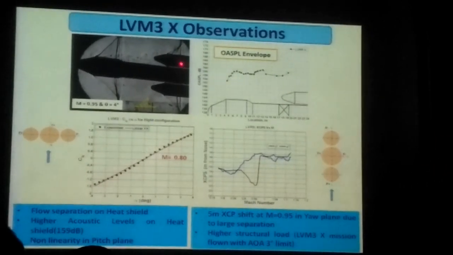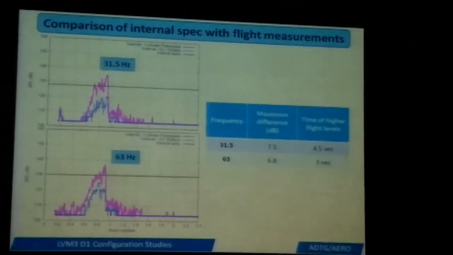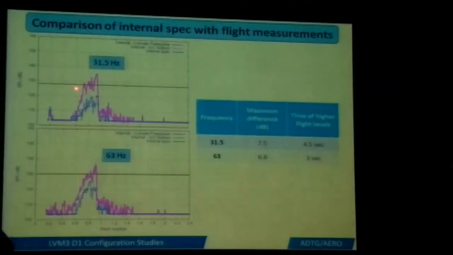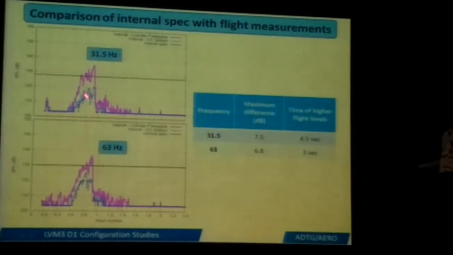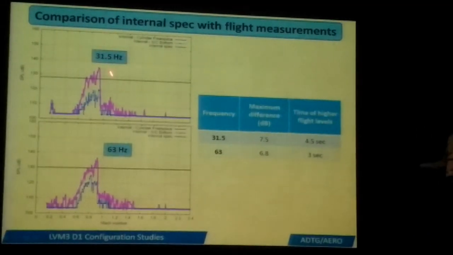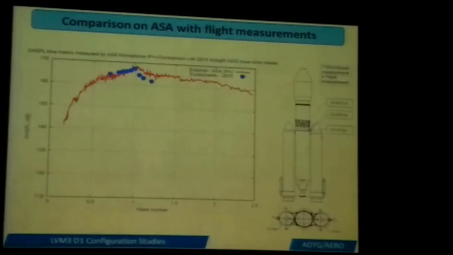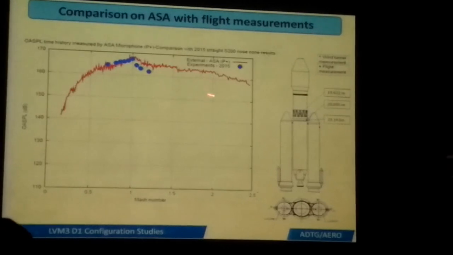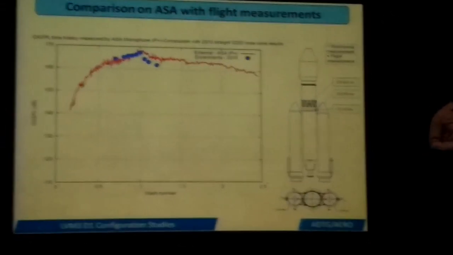And you can see here, the acoustic levels are also quite high, of the order of 160 dB. And this is the acoustic level that is measured internally, and you can see here this is the limit, and then we are slightly exceeding these limits at the low frequency bands of 31 and 63 hertz. And this is the region where you have the measurement, and you can see here this is the internal measurement in flight. They are also very high, of the order of 168 dB. These are all very high acoustic levels that are prevailing on the launch vehicle.